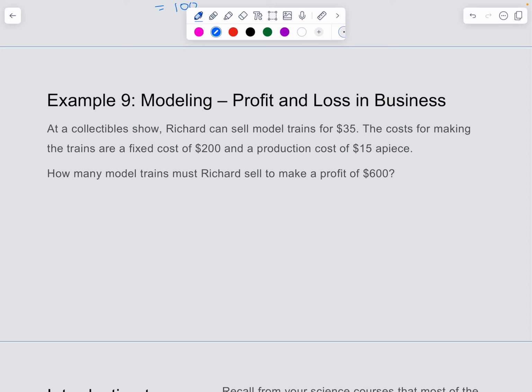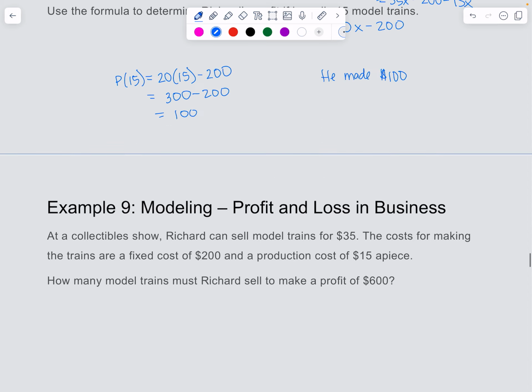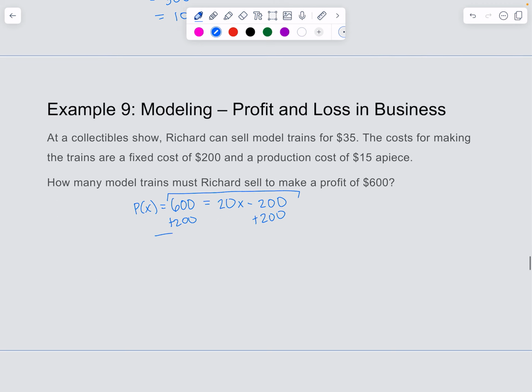Okay, how many model trains must he sell to make a profit of $600? So now we're going to use that. Our profit, we want 600. Okay, what is the profit? That was 20x minus 200. So now we could just use this part and solve for how many does it take to get to that 600. What is our x? So we'll add, we have 800, divide by 20. 80 divided by 2 is 40, and it would take 40 trains to make a profit of $600.